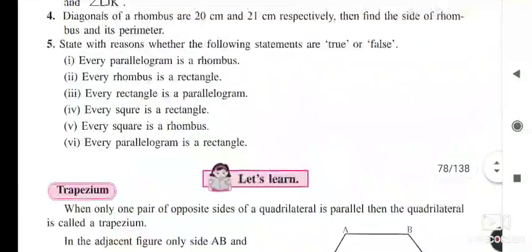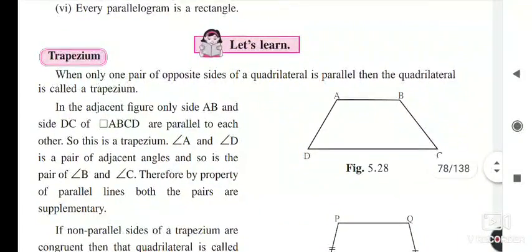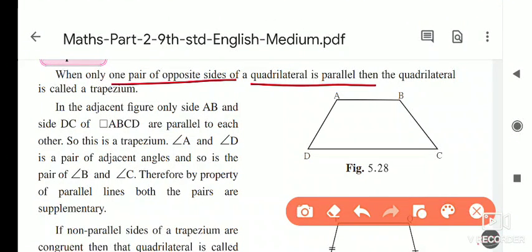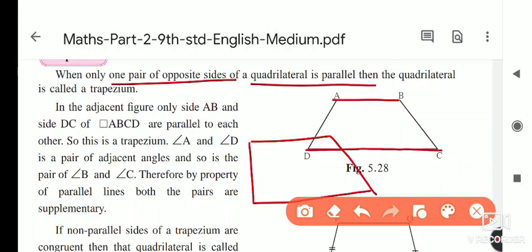Okay, so what is a trapezium? When one and only one pair of opposite sides of a quadrilateral is parallel, meaning AB is parallel to DC, then the quadrilateral is called a trapezium. Okay, this is the trapezium. Otherwise, this is also a trapezium. Now I have drawn the figure.